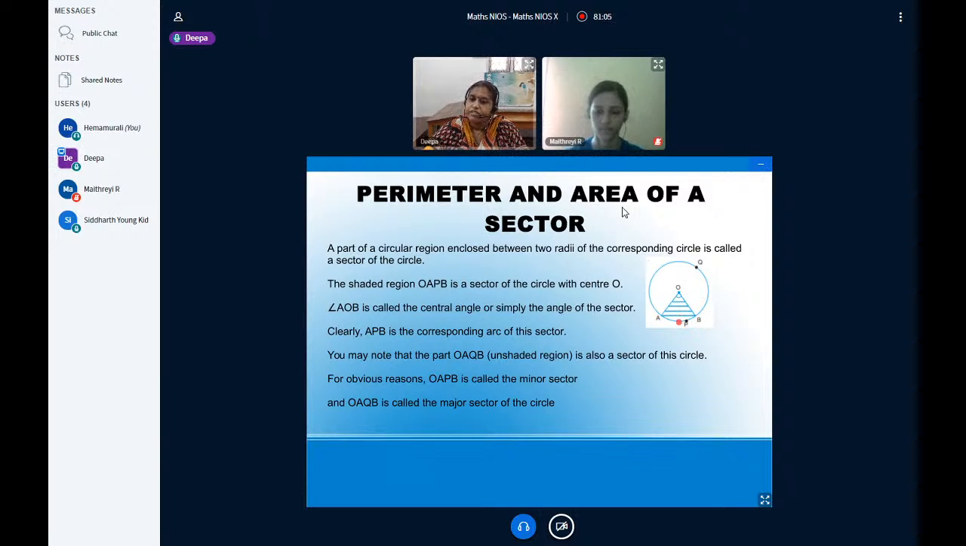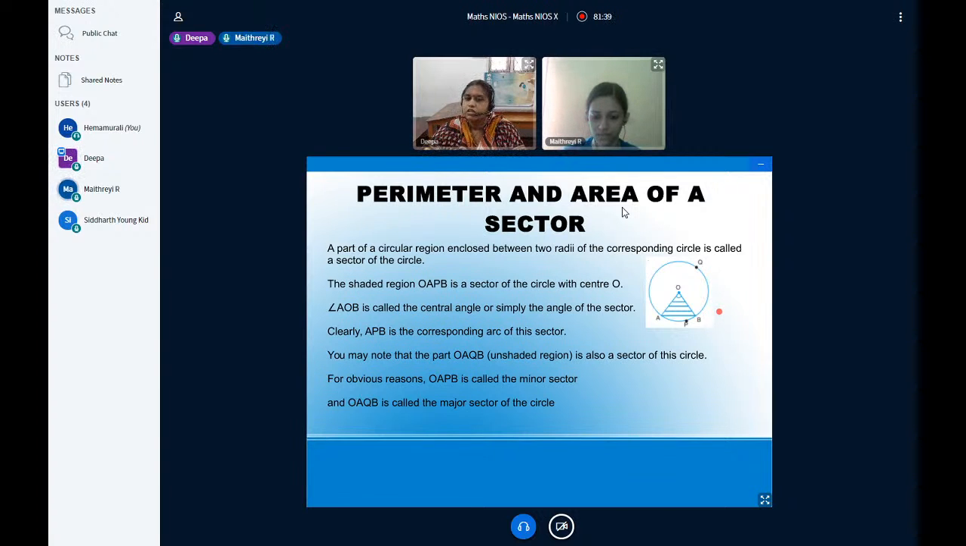Then we have one more sector. What is that? OAQB, which is the unshaded region. This one is the shaded region and this one is the unshaded region. So OAPB is called the minor sector because it is the small sector, and OAQB is called the major sector of the circle. Is it clear?